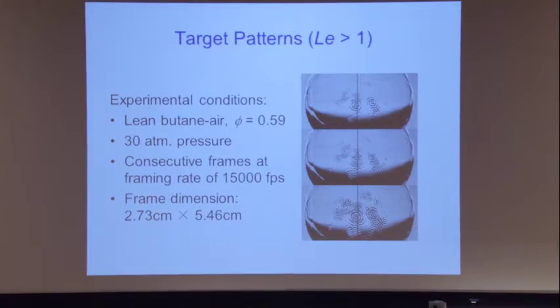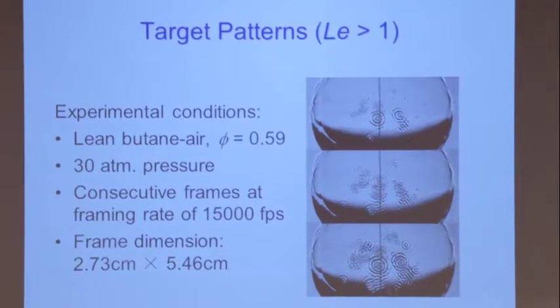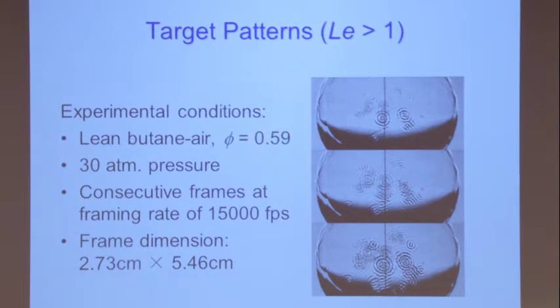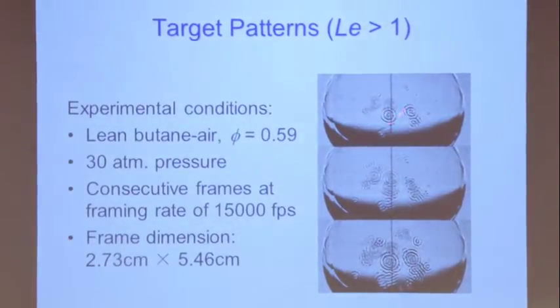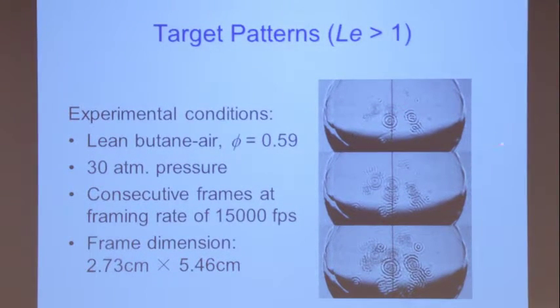I want to show you spiral flames. I have shown you cellular flames, Lewis number less than 1. But when you flip the Lewis number to the other side, on the one hand it's cellularly stable, but it's pulsatingly unstable. It can be pulsating, and then it could exhibit what's called spirals. This is a target pattern.